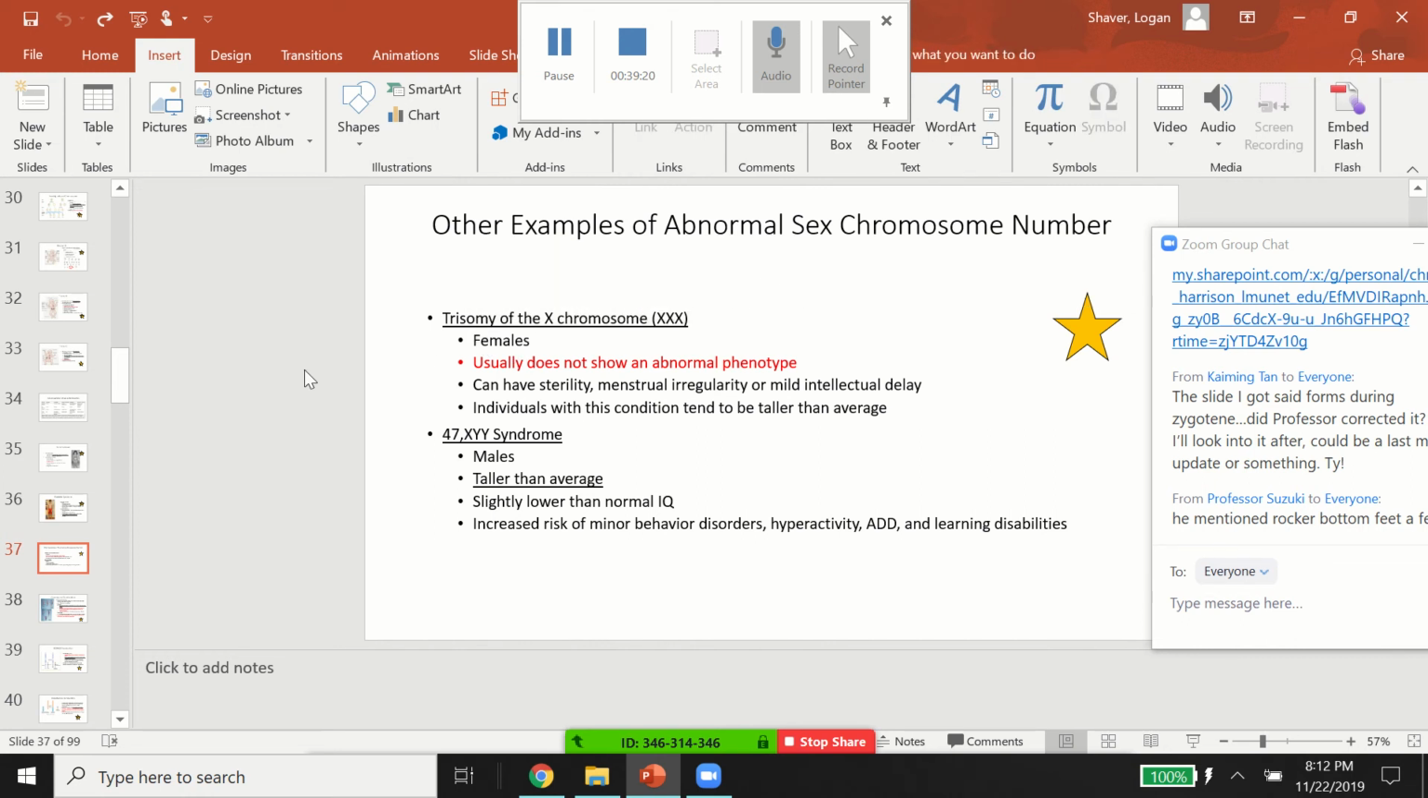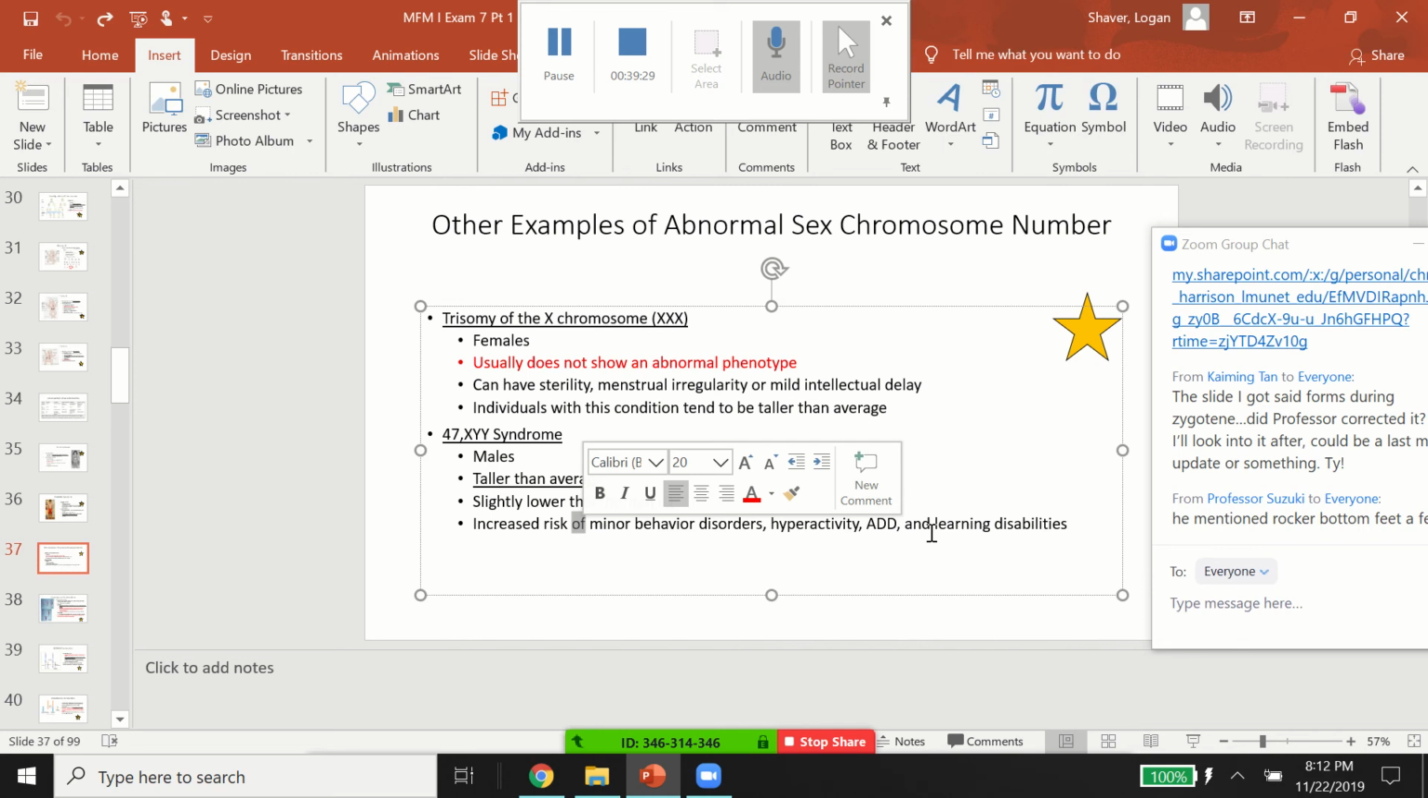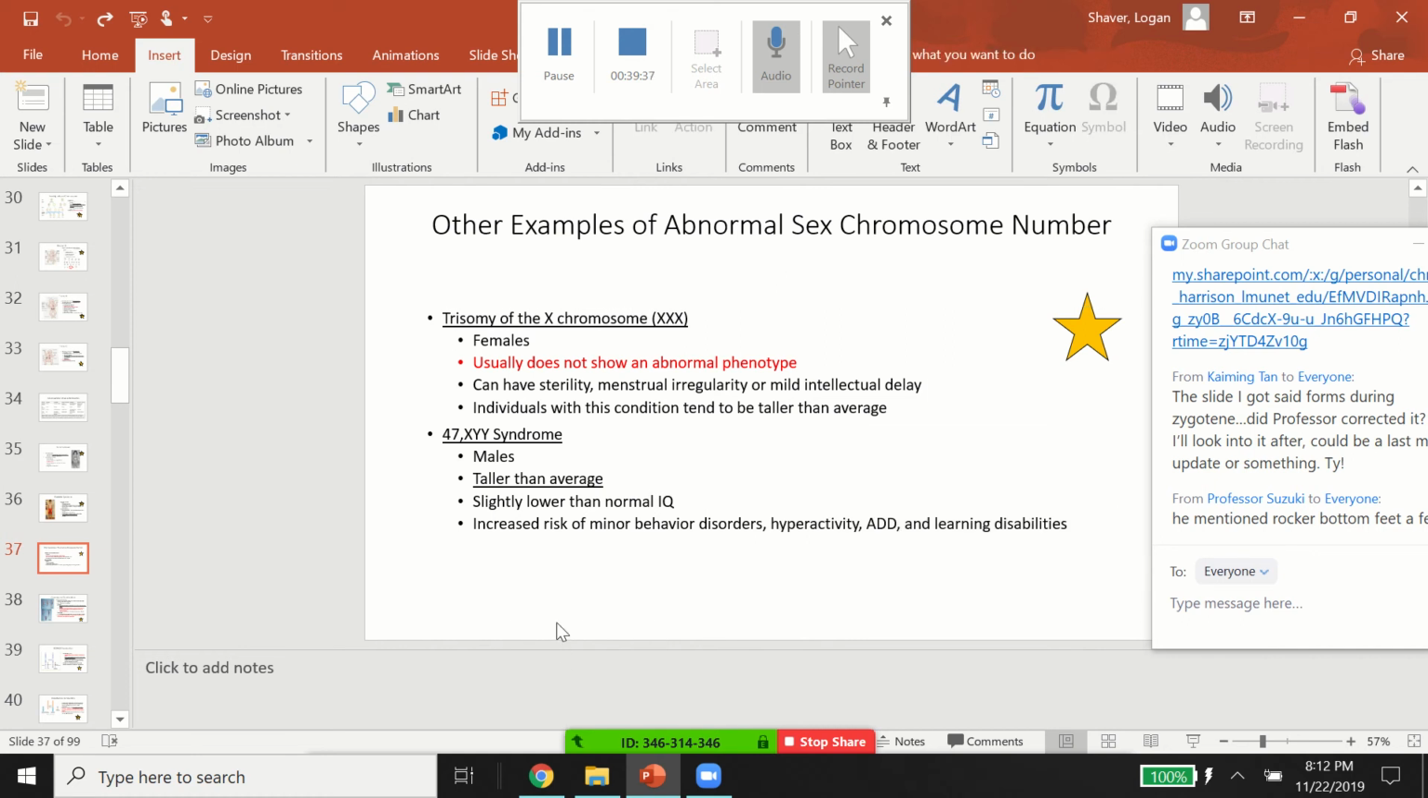Then you have males, so XYY syndrome. Going to be taller than average, so once again, it's another taller kind of thing. With that, I'd probably learn the ADD hyperactivity type thing because that distinguishes them from most other things. So maybe that might help you. But once again, I don't really think they asked any of these, but I put a star here just in case.